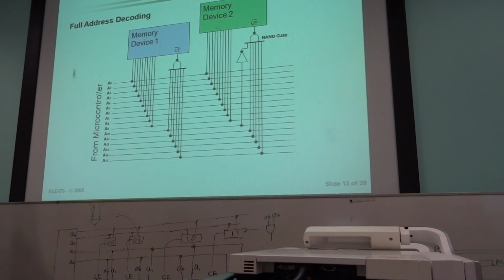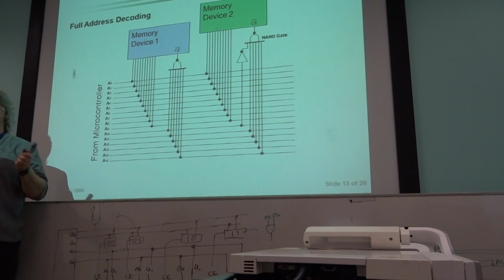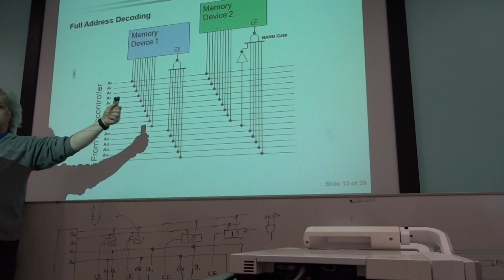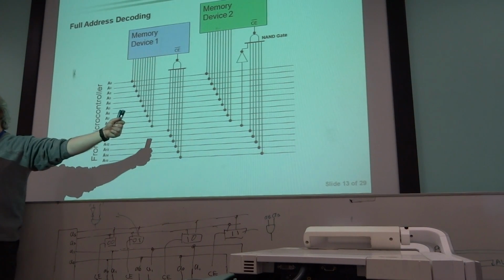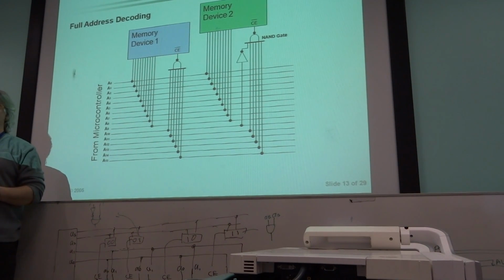Yeah? What do you mean when you say it's wasteful in the other example? It's wasteful because in the previous case, the whole memory map is occupied by those two memories. There's no spare memory left over for other things. But the ones that aren't connected, you could use that for something else, couldn't you? Because they're not used for anything.